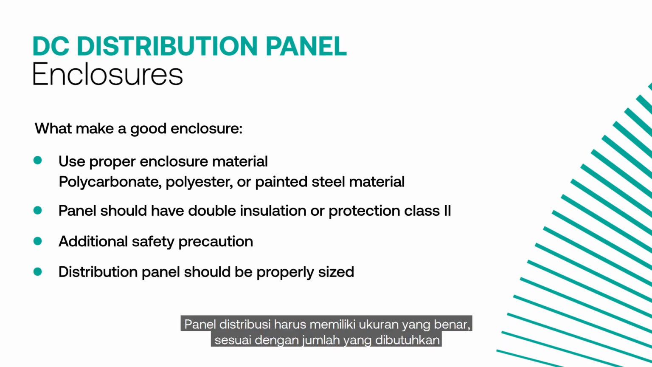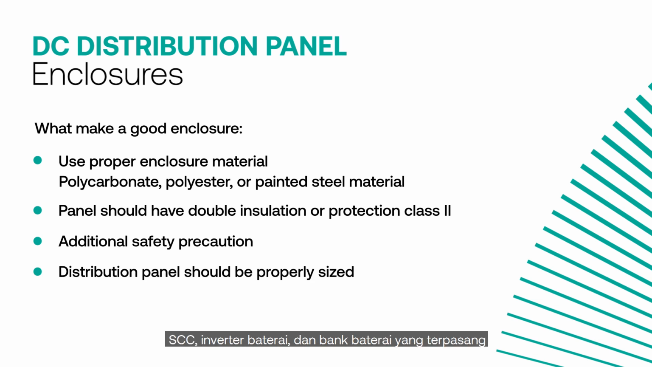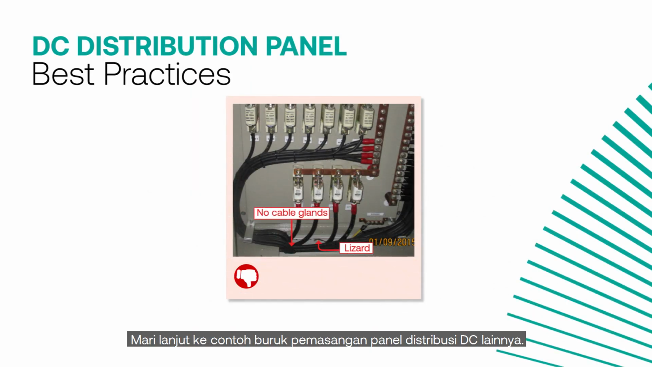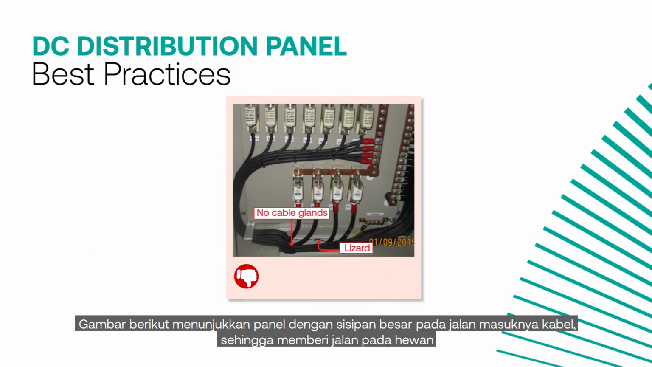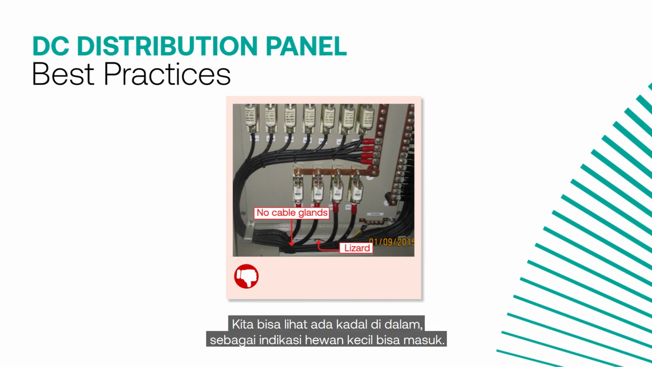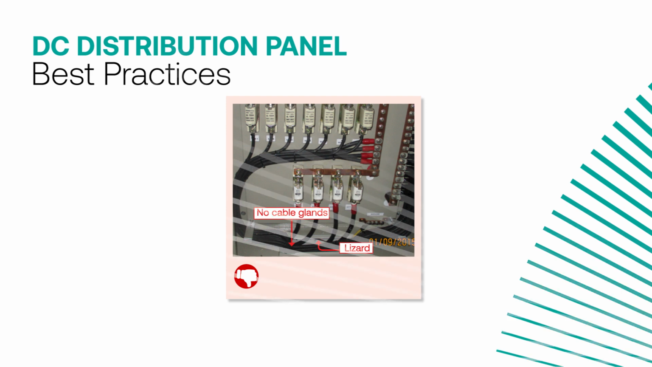Distribution panel should be properly sized in accordance to required number of SCC, battery inverter, and battery bank to be connected. Let us continue with another bad example of DC distribution panel installation. The picture shows panel with a big insertion at the cable entrance, thus providing entrance for animals. We can see lizard manure that indicates small animal can enter the panel.